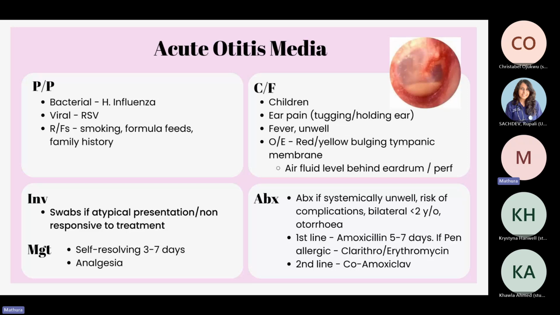On otoscopy, you might see a bulging tympanic membrane. Essentially, it's bulging because of that fluid buildup and that inflammation. And when it bulges, it loses that nice conical light reflex, which again shows that there is some sort of effusion behind the tympanic membrane. If there's inflammation, the tympanic membrane will also appear more opaque or red.